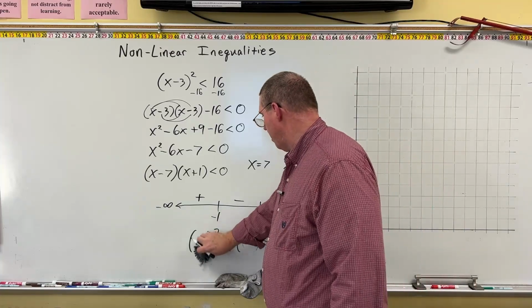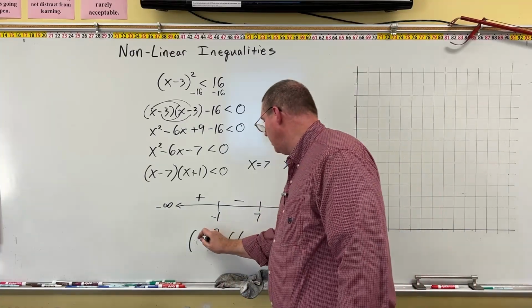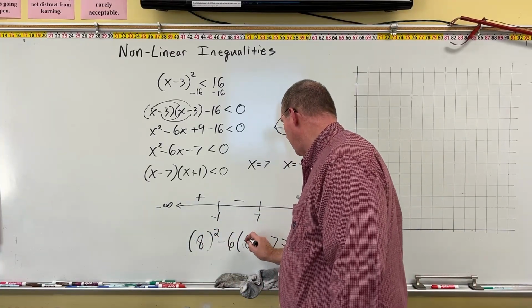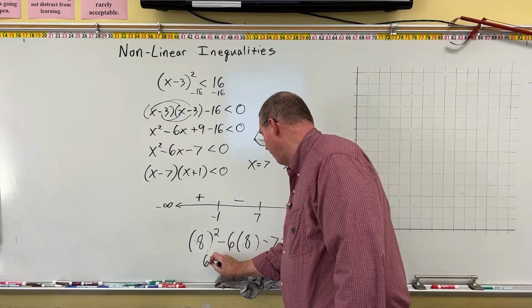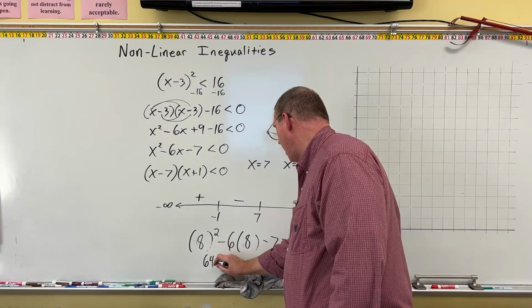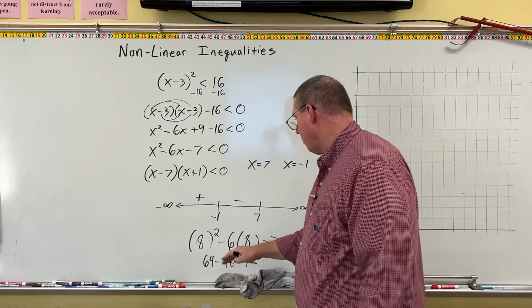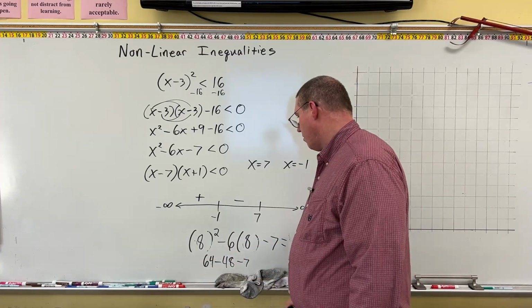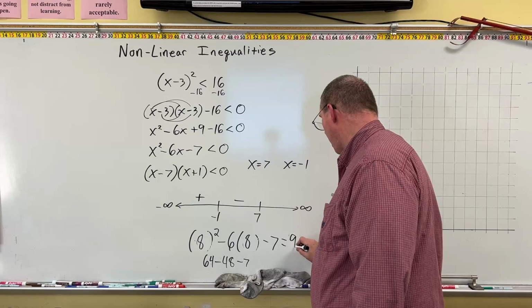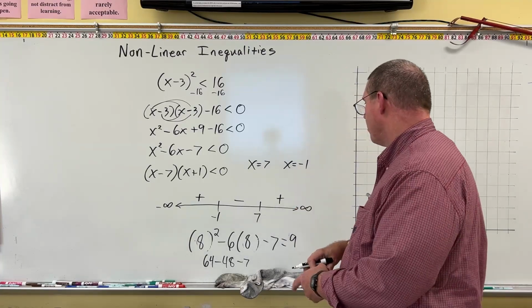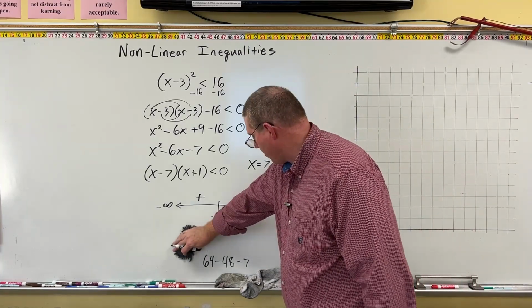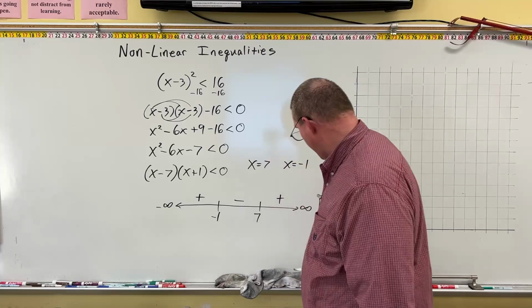And then let's pick a number larger than 7, like 8. We'll put an 8 here and an 8 here. 8 squared is 64. Negative 6 times 8 is minus 48. Minus 7. 64 minus 48, that's 16, and 16 minus 7 is 9. That's a positive number, and so we have a positive there. So our sign chart is ready.